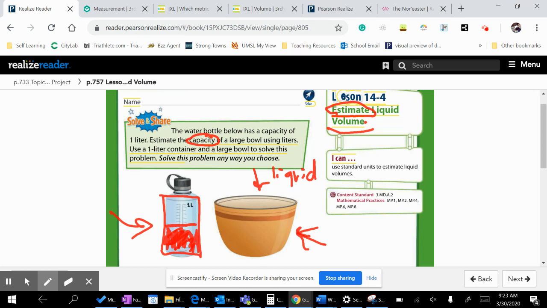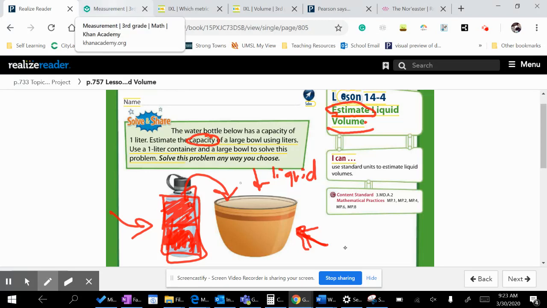So if we know this is holding 1 liter, we can estimate how much this bowl holds. And I would estimate about 2 liters. If this is 1 liter, I would guess about two of them would fit in there.